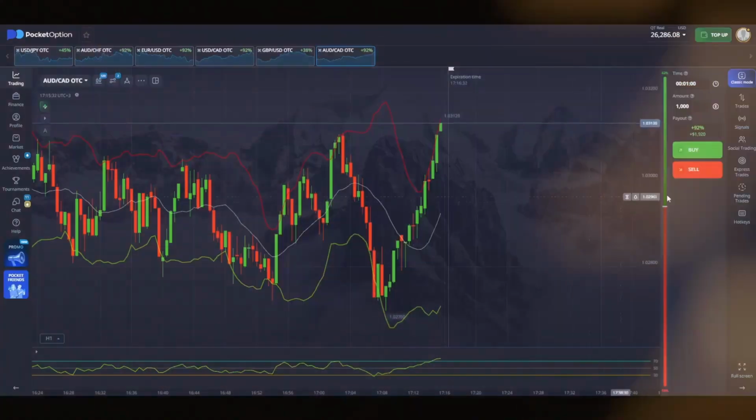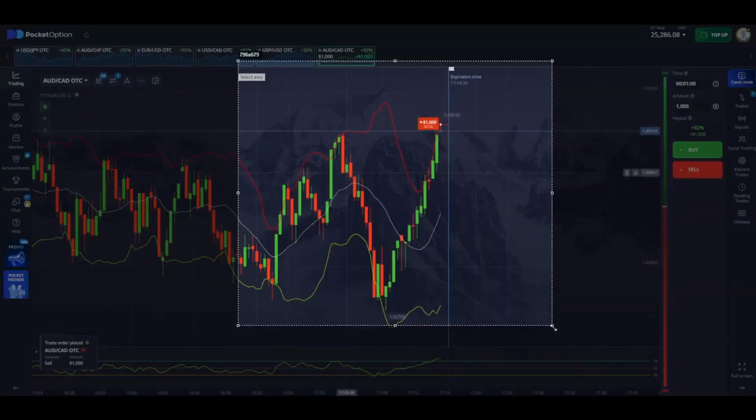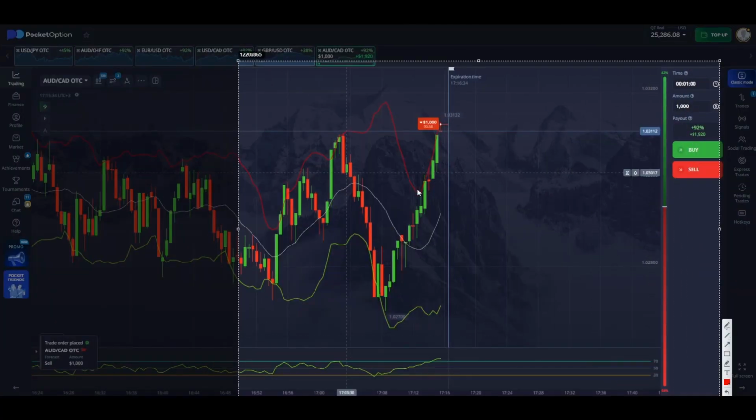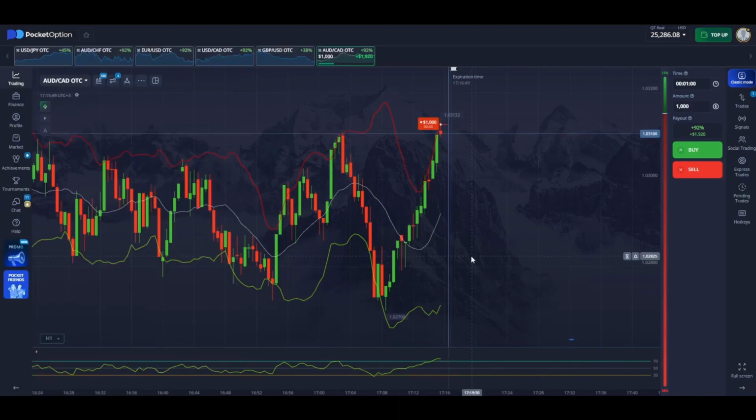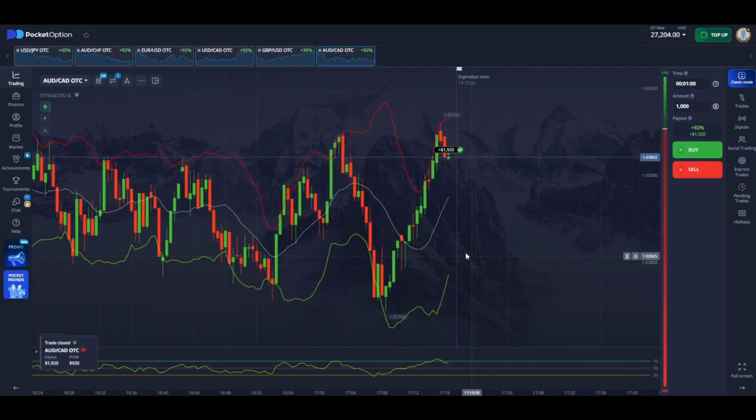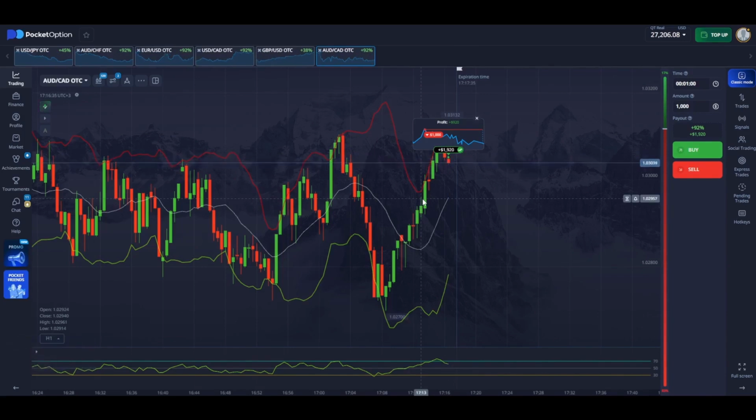Alright, let's open the last trade for today, the sell trade. The price has reached the red line of the Bollinger Bands. This means the market is currently overbought and the RSI indicator value is above 70. So the market is extremely overbought and it's a good spot to open a sell trade. And this trade also closes successfully in profit. The last one for today.